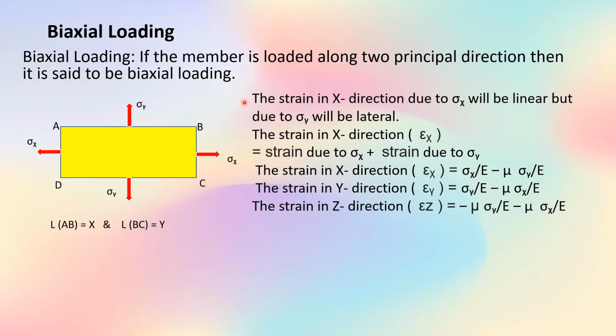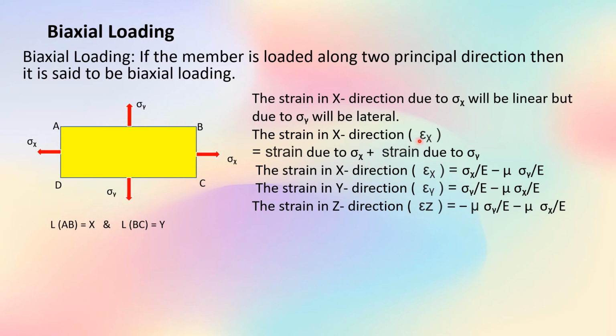Now the strain in x direction due to sigma x will be linear, because sigma x is horizontal, parallel to the x direction. So strain developed due to sigma x will be linear, whereas sigma y is perpendicular to the x direction. So the strain developed due to sigma y will be lateral.